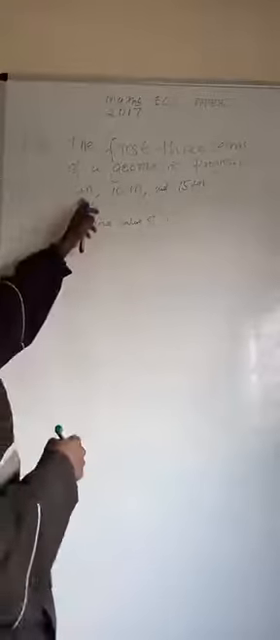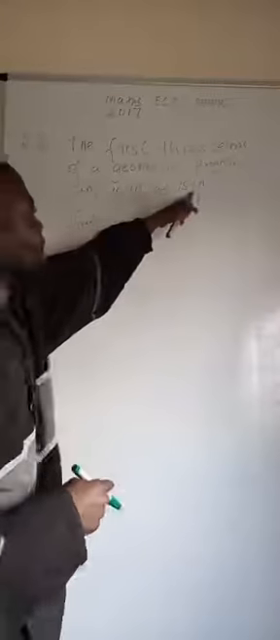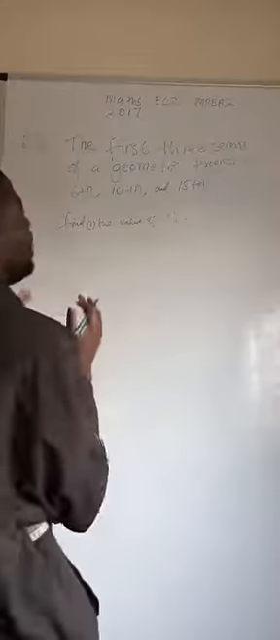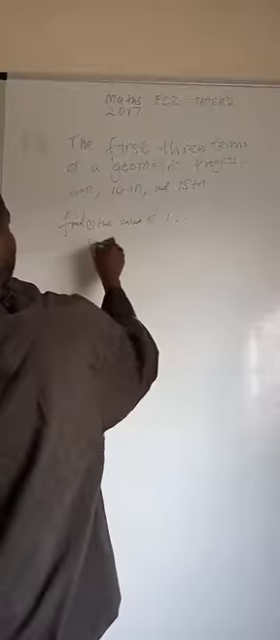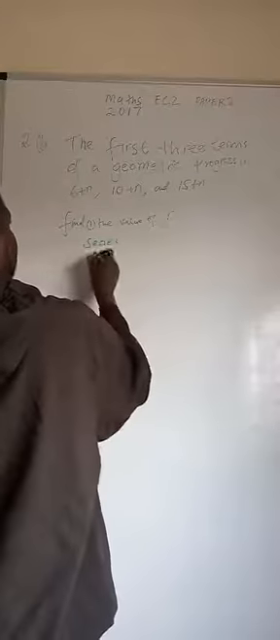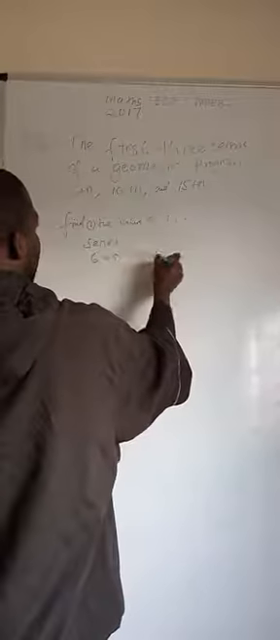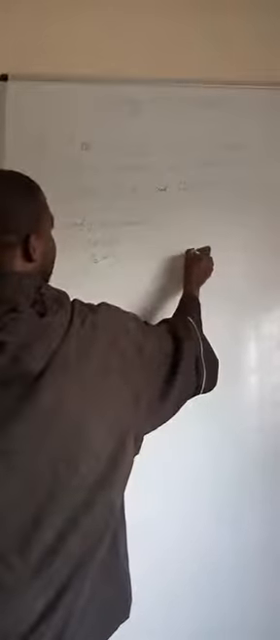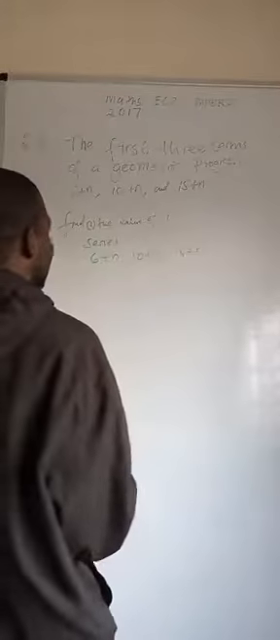So I'll take these terms. This is the first term, the second term, the third term. The only way I can find the value of n is by using common ratios, because geometrical progression deals with common ratios. The first thing I do is list the series. My series is 6 plus n, then 10 plus n, then 15 plus n. So these are my first, second, and third terms.